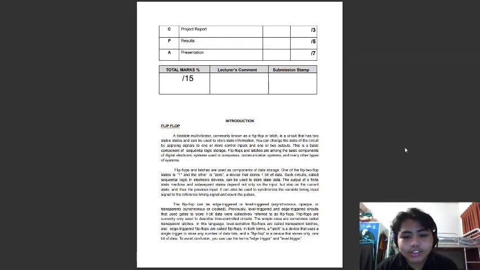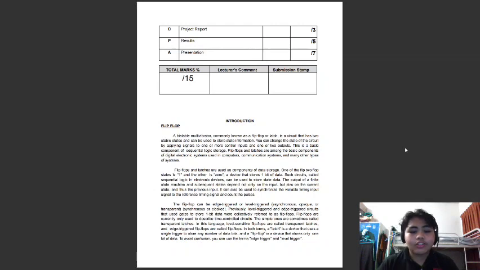Flip-flops and latches are among the basic components of digital electronic systems used in computers, communication systems, and many other types of systems. So, flip-flops and latches are used as components of data storage. One of the flip-flop states is 1 and the other is 0.